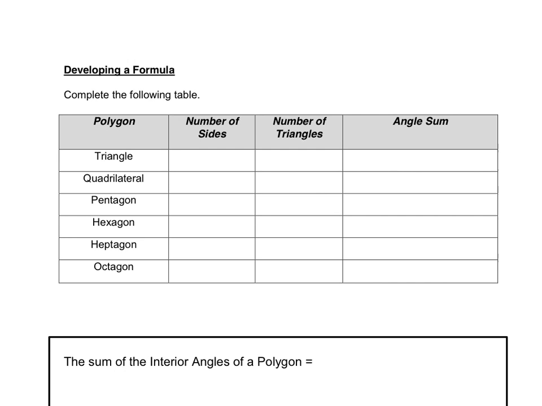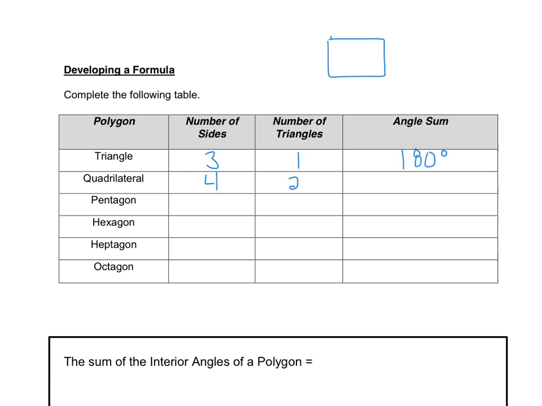So in this table, for the triangle, we know a triangle has 3 sides. We know there's one triangle. And we know that the sum of all the angles in a triangle is 180 degrees, because we've looked at this before. In a quadrilateral, there are 4 sides. And a quadrilateral we can break into 2 triangles. That's an easy one to show.